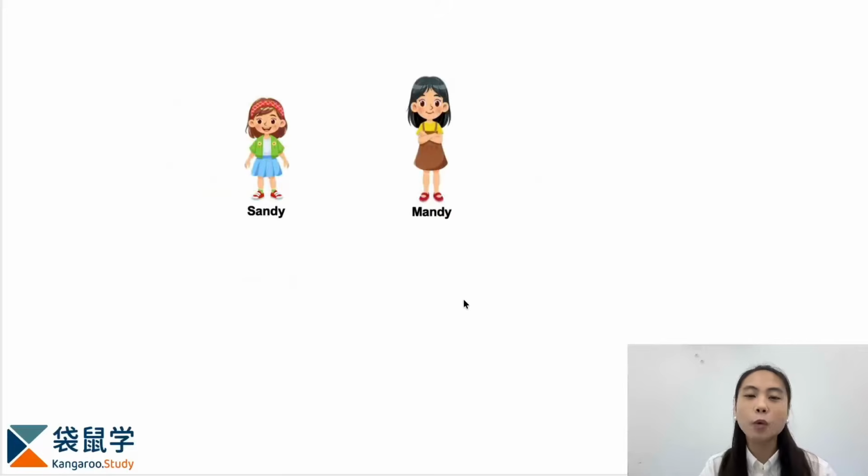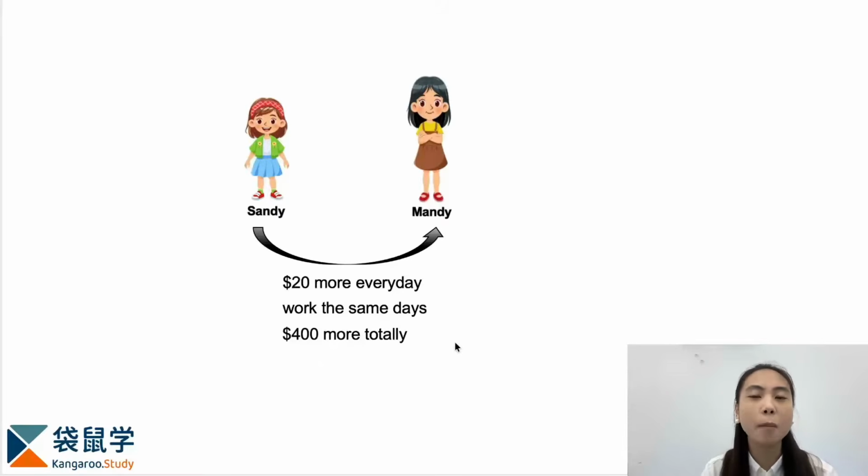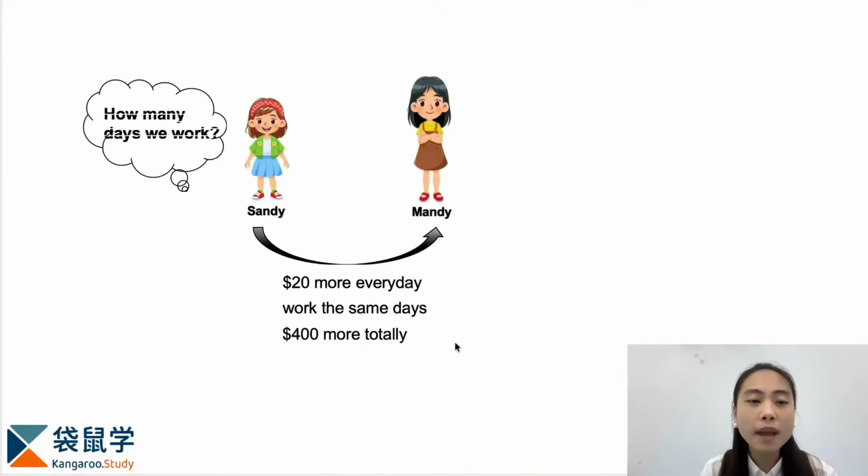So here we have 2 teachers. One is Miss Sandy, another is Mandy. Although we work in the same company, we earn differently. I can earn $20 more than Mandy every day. After working the same days, I can totally earn $400 more than Mandy. Now, my question is, how many days we work? We can use 400 divided by 20, which is 20 days.